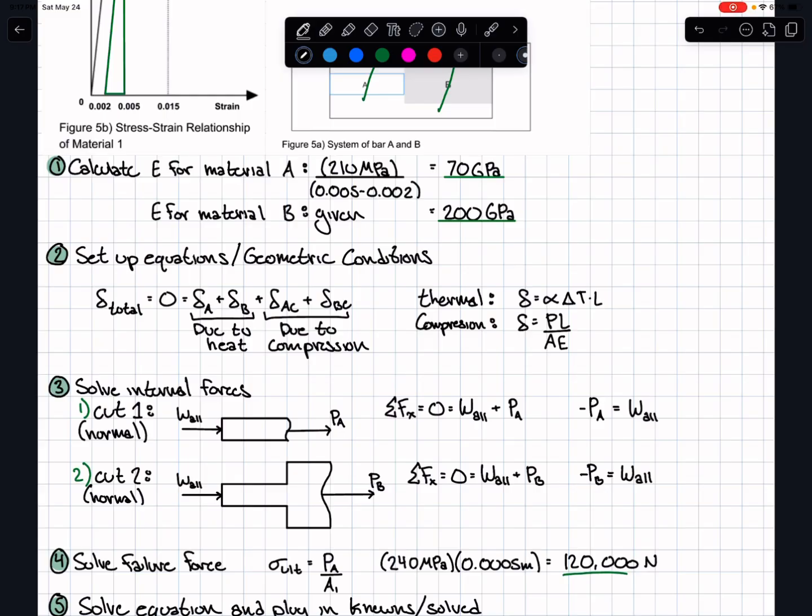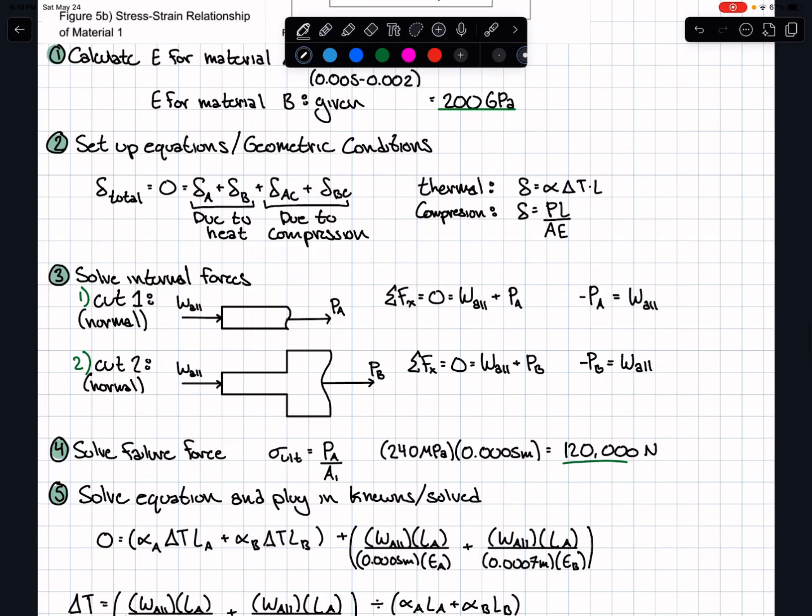Some important equations to know are that the change in length due to thermal expansion is alpha, the thermal coefficient, multiplied by the change in temperature times length. And then due to compression or tension, any normal forces, the change in length will be the force applied times the length divided by the cross-sectional area times the modulus of elasticity.